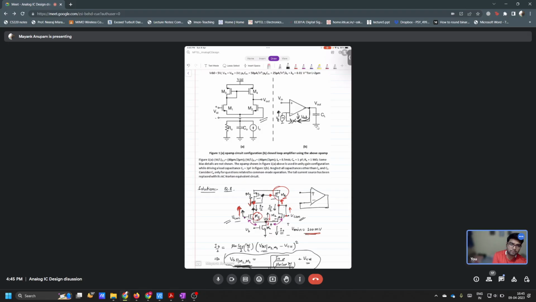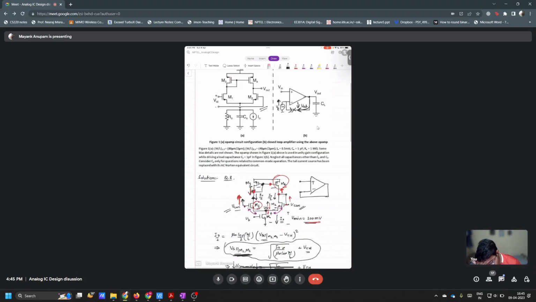Okay, sir. So in this case, we can take the output either from the drain of M1 or from the drain of M2, right? Which one do we consider for this output? Yeah, you tell me, what should you do? I'm not sure about it.